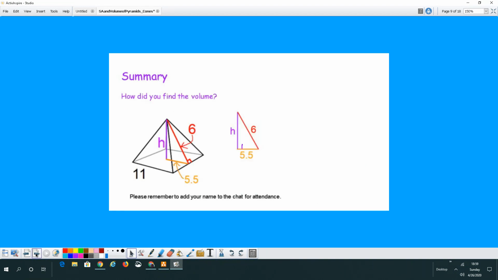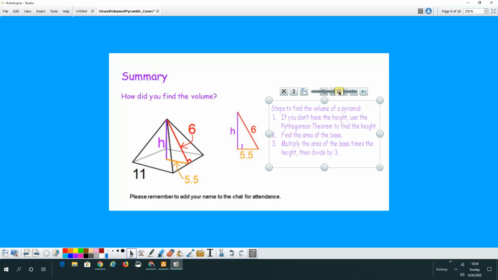Okay, so next we're going to look at, again, summarizing what we need to do to find the volume. Give you 27 seconds. Review. And to find the volume, if you're not given the height, just a reminder, you may need to use the Pythagorean theorem. So to find the volume of a pyramid, if you don't have the height, use the Pythagorean theorem to find it. Then you find the area of the base, and then multiply the area of the base times the height, and then divide by 3.